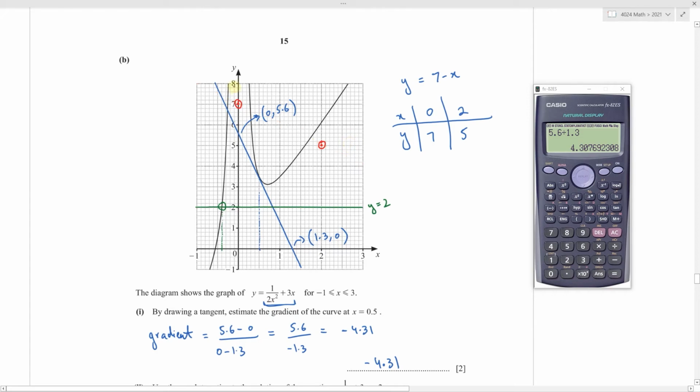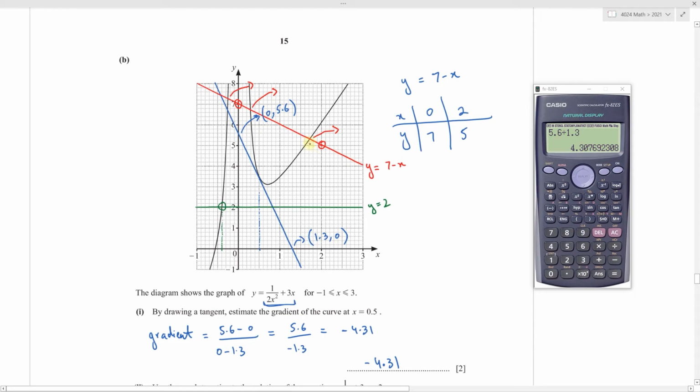I missed that second point. Let's try it again. Okay, this is better. This is the graph of y equals 7 minus x. It intersects the graph of this equation at 3 points. One is this one, the other is this one, and the third one is this one.